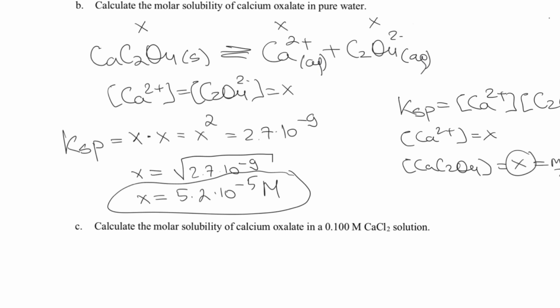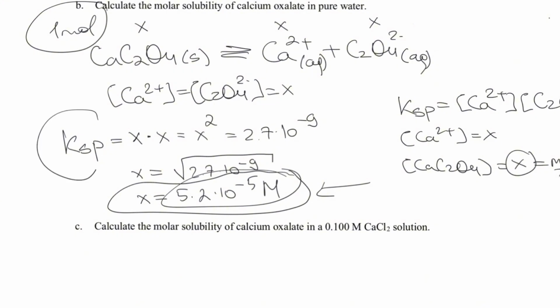In other words, only this amount of calcium oxalate can dissolve in 1 liter of water, and any additional calcium oxalate added to the system will remain as a solid. If you want to add some more calcium oxalate into the water, for example 1 mole, this 1 mole will just remain as a solid. And because the value of Ksp is extremely small, calcium oxalate is only very slightly soluble in water. Okay, and now we're moving to the next question.